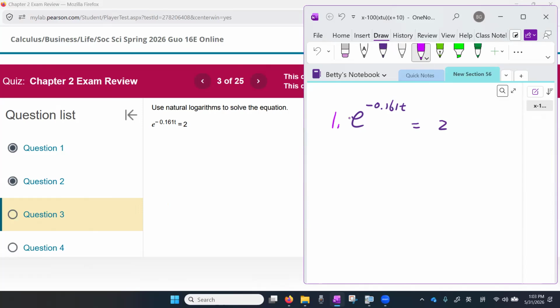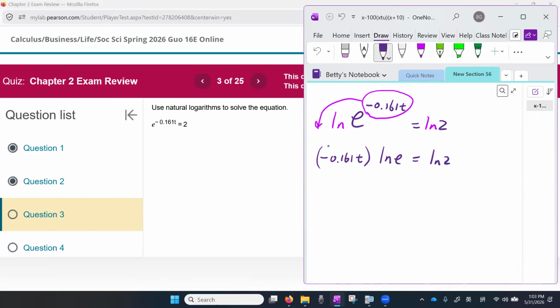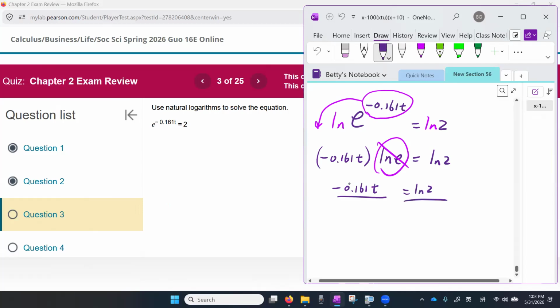So we're going to apply ln on each side, okay? By the power rule, this exponent can be brought in front of ln e. Then we have negative 0.161t times ln e equals ln 2. ln e equals 1. We talked about this just in the previous problem, right? So then we have negative 0.161t equals ln 2. And then we divide each side by negative 0.161. We have t equals ln 2 over negative 0.161.